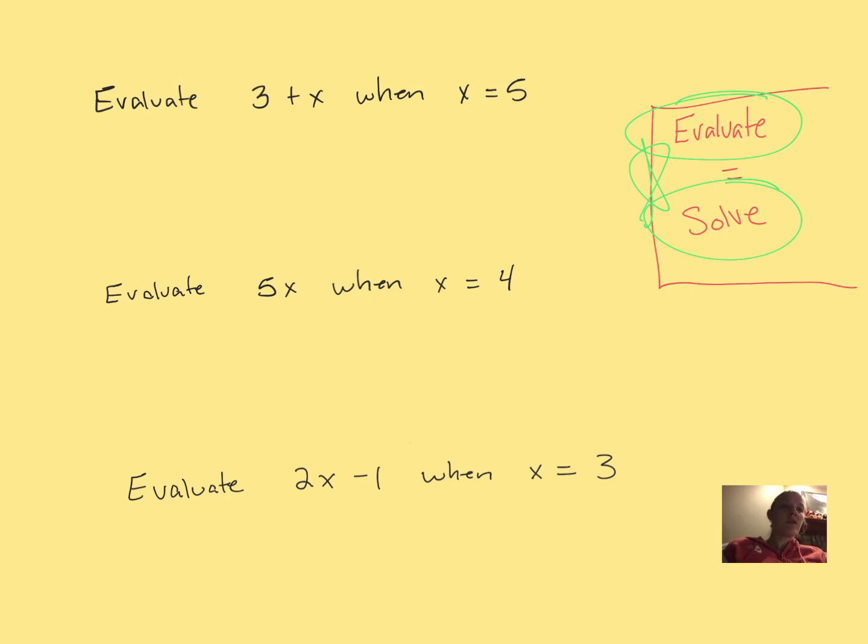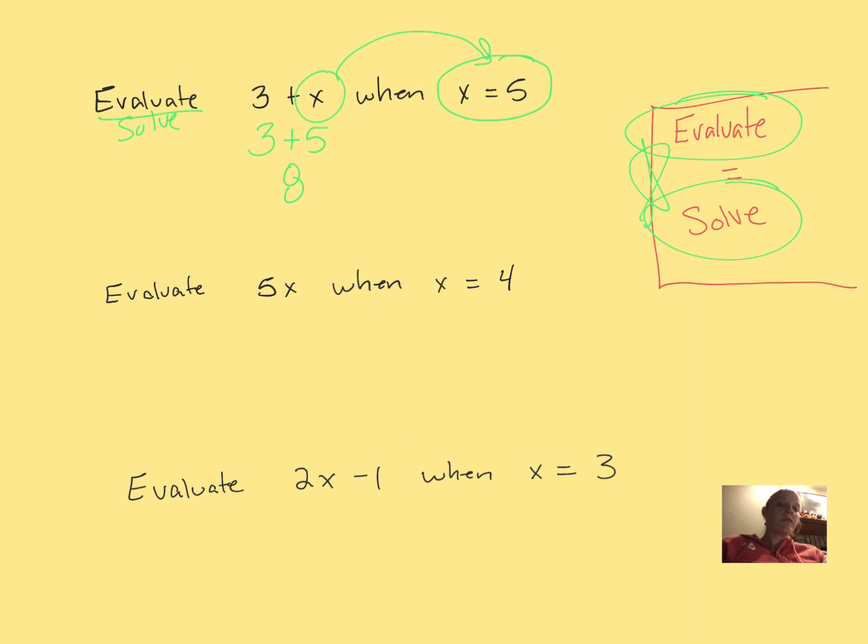For example, in this first problem up here, it says that x equals 5. So I already know what x is. So when it says evaluate, it means solve 3 plus x, but I already know what x is. X is 5. So it's really 3 plus 5. And 3 plus 5 is 8.